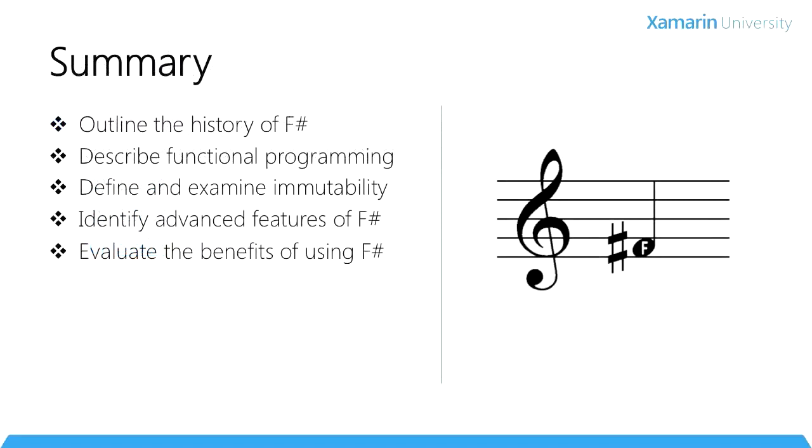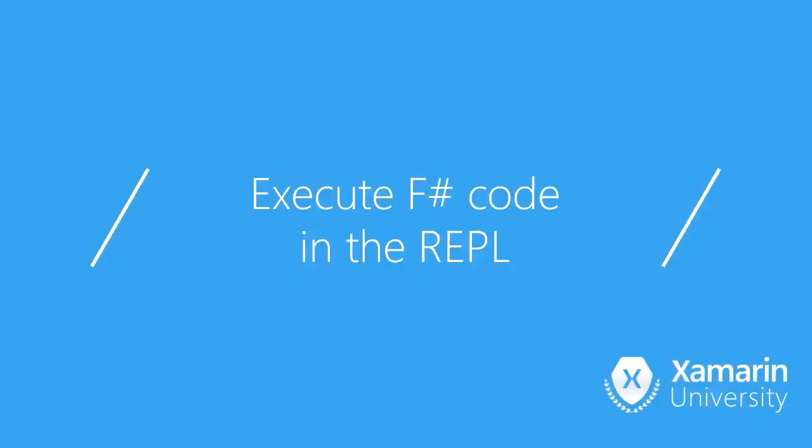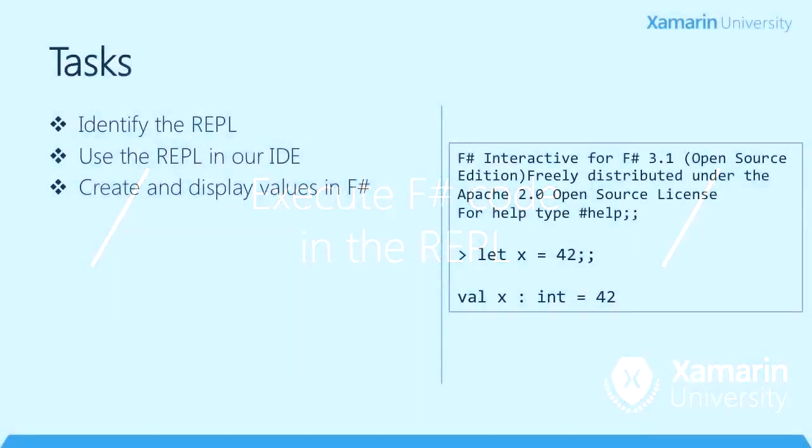So we've looked at many things about F#. We've looked at the history of F#. We've described what functional programming is. We've looked at the important concept of immutability, and we've identified some of the advanced features of F# and looked at also the benefits of using F#. Let's move on and actually run some F# code to give you some practice with the language. And our goal here is to work with the F# REPL environment in Xamarin Studio or Visual Studio.